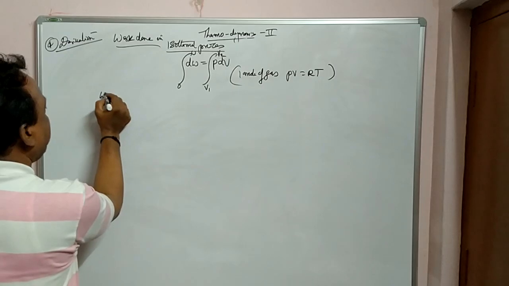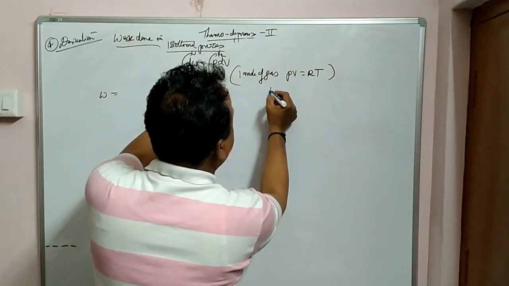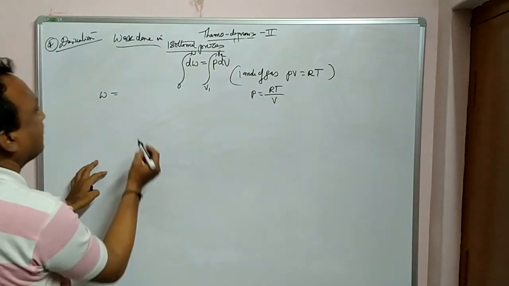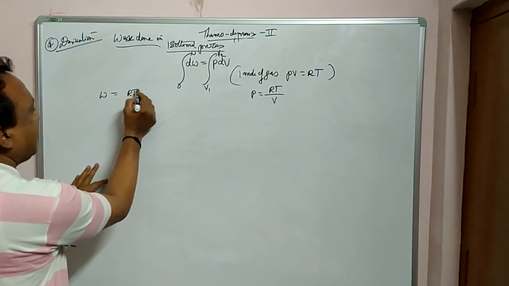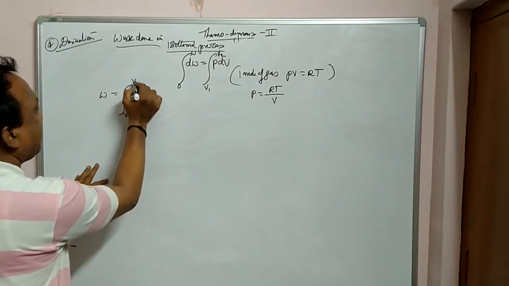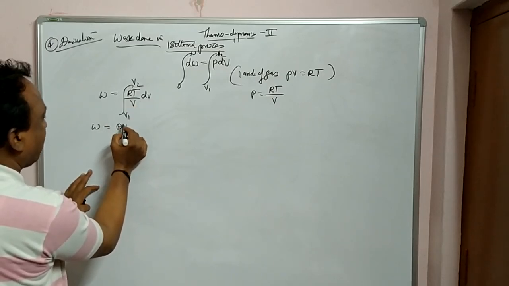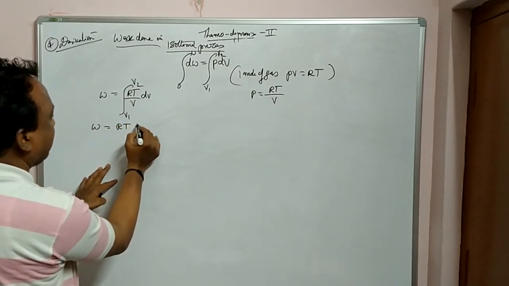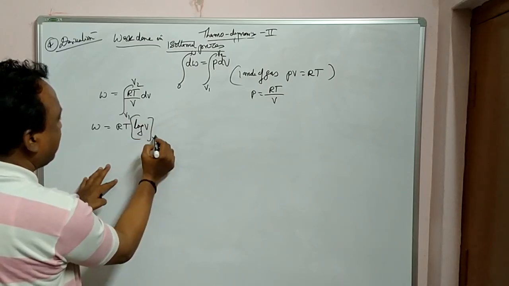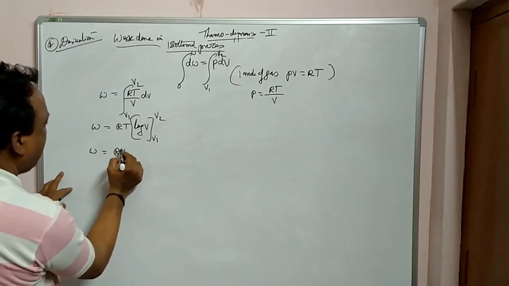So work done W is equal to, what is pressure from here? Equation presence of the RT by V. So put it here. Okay na? That is RT by V dV integral V1 to V2. Therefore W, RT constant, I'll take it outside, 1 by V integral. 1 by V and log V. And what are the limits? V1 to V2. Therefore W is equal to RT.